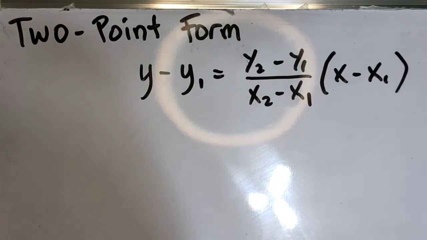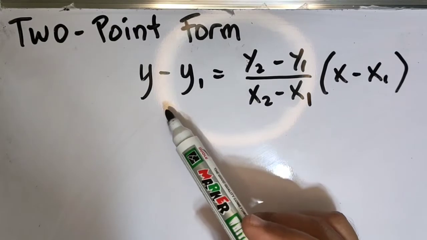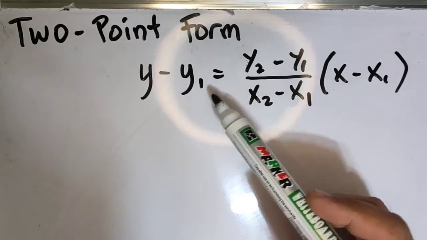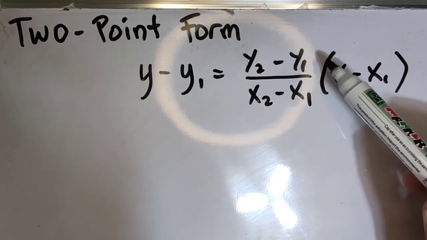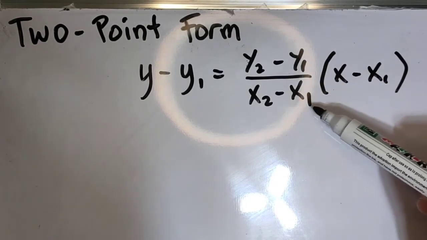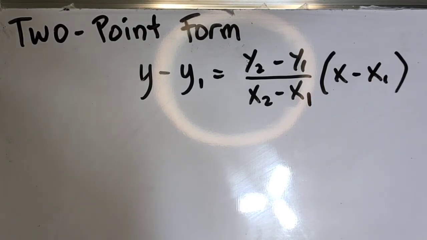So here we have the two-point form. We have the formula y minus y sub 1 is equal to y sub 2 minus y sub 1 all over x sub 2 minus x sub 1 times the quantity x minus x sub 1. Okay? So ito yung formula na gagamitin natin para mahanap natin yung equation ng line kapag ang given natin ay 2 points.